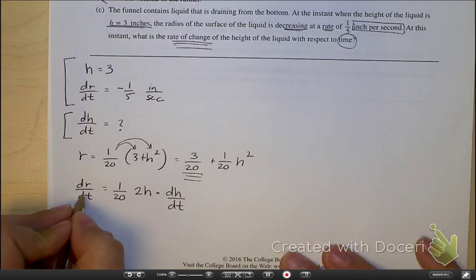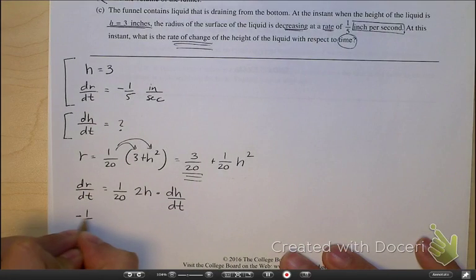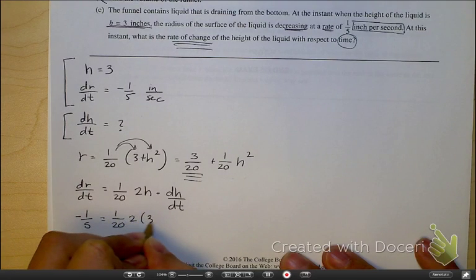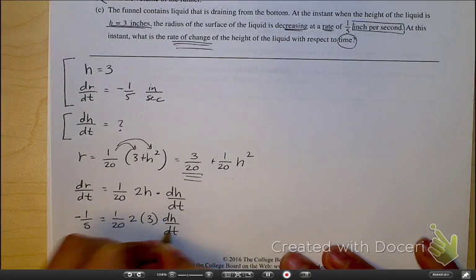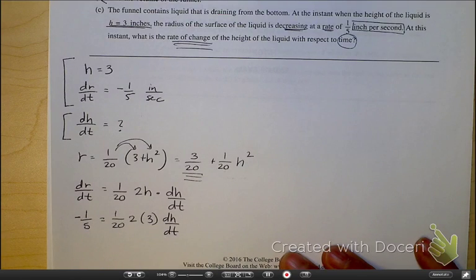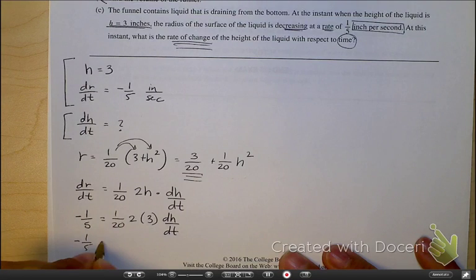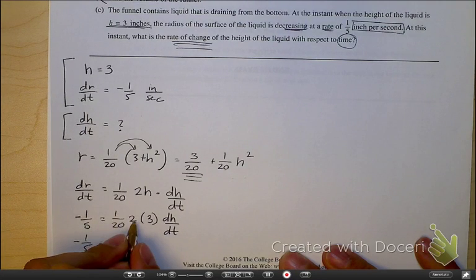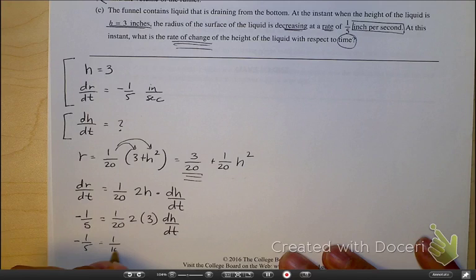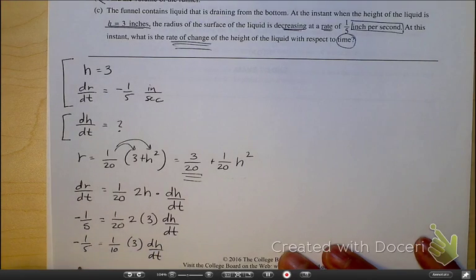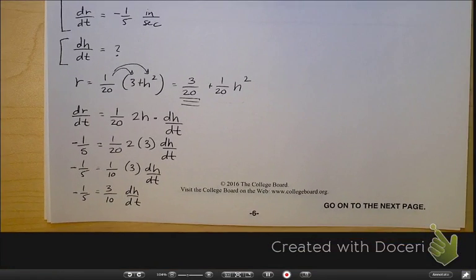So if I plug in what I know, that dr/dt is negative 1/5. I know that h is 3, and I'm solving for dh/dt. So at this point, it has simply become an algebra problem. So I have negative 1/5 equals 1/20 times 2 is 2/20, that's 1/10, times 3. That's negative 1/5 equals 3/10 dh/dt. Oops, sorry, it's off the bottom over here.